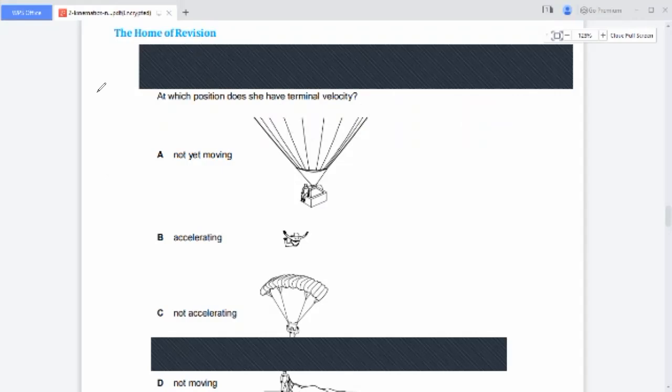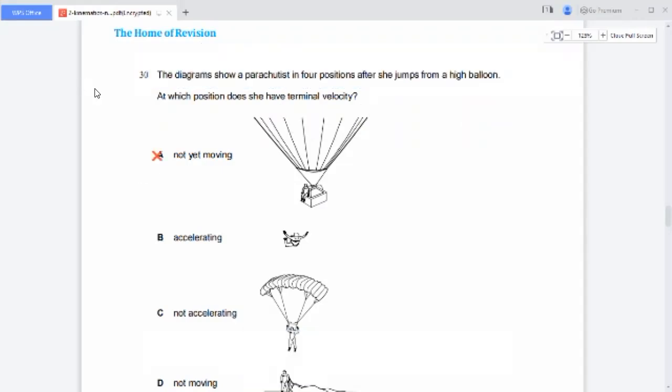So you can see not yet moving. When it is not moving, it means it has no velocity. When there is no velocity, then it means there is no terminal velocity. When an object is at rest, we can't say whether its velocity is terminal or not. No velocity means not a terminal velocity. Terminal velocity is actually a constant velocity.